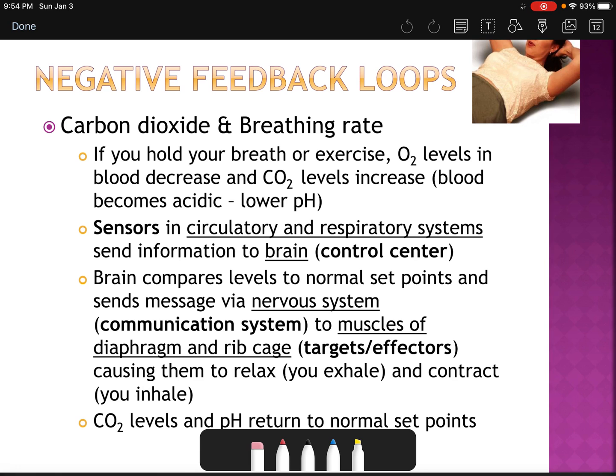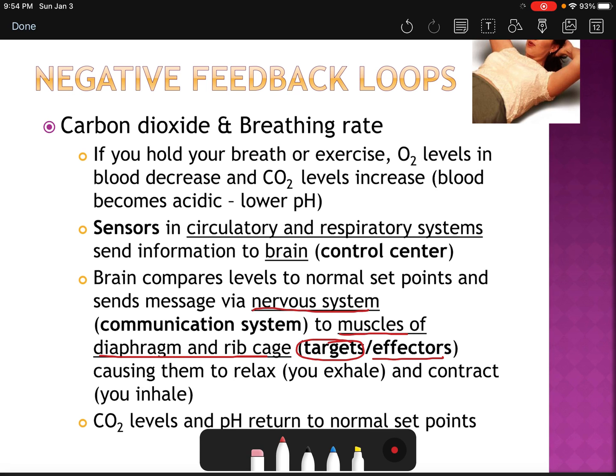Your nervous system is going to act like a communication system because it's going to send a message to the muscles of your diaphragm and rib cage. These are going to be your targets. Again, sometimes we refer to them as your effectors. And what those targets do is they respond in some way. Well, how are they going to respond? They're going to start to contract and relax based on those nerve impulses that are coming to them. And that's what causes you to inhale and exhale.